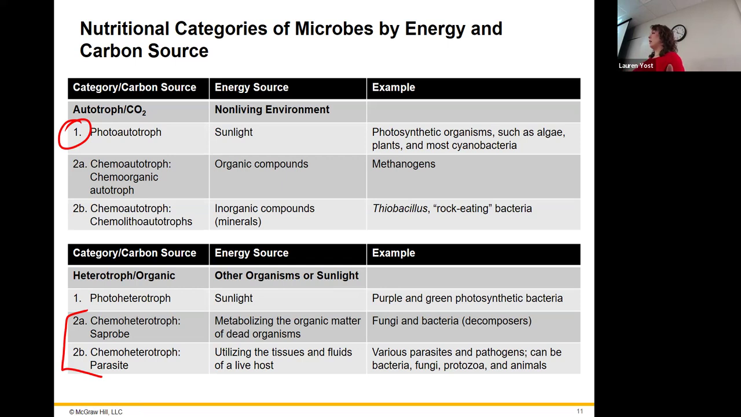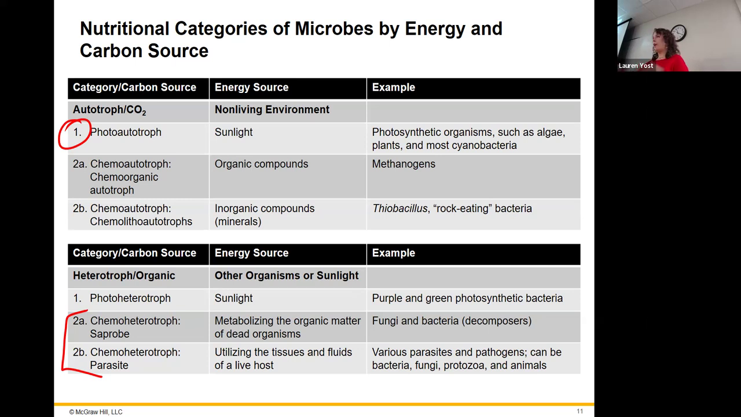Chemoheterotroph, that's us. We get our energy from chemicals, our food that we eat. We're not getting it from the sun. So we're getting it from the food that we eat by breaking it down and turning it into energy. We're going to be talking about that in chapter 10, exactly how that works. So that's our energy is chemo.